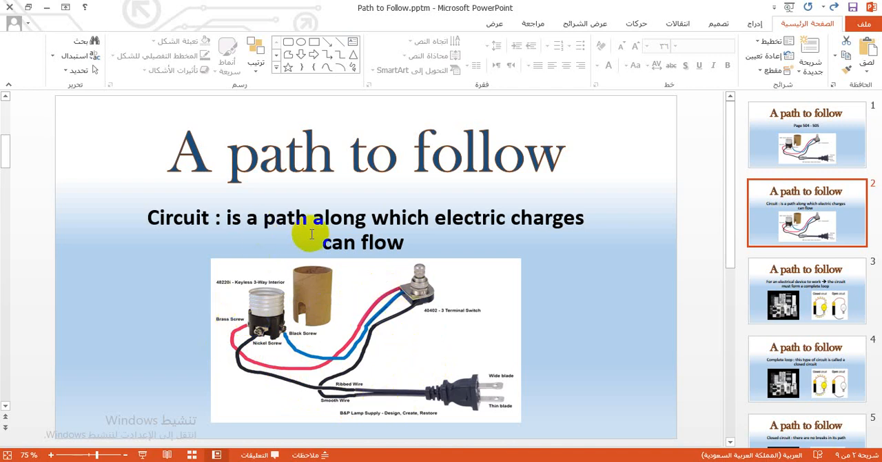So the circuit is the path along which electric charge can flow. This definition of the circuit is so easy. It's like a path that electric charge can flow through.